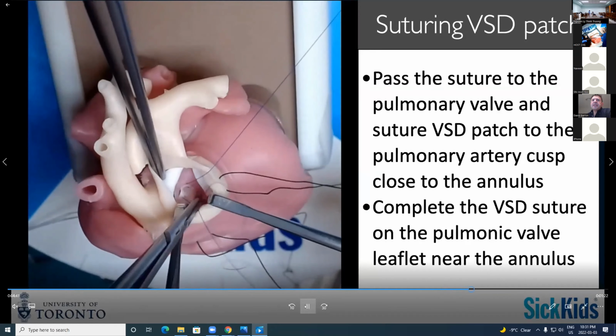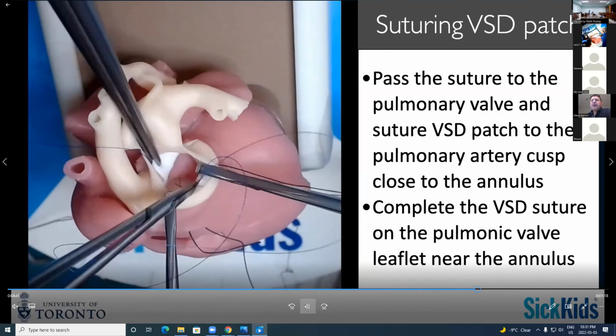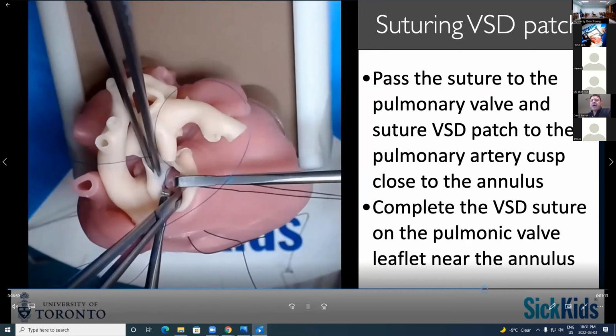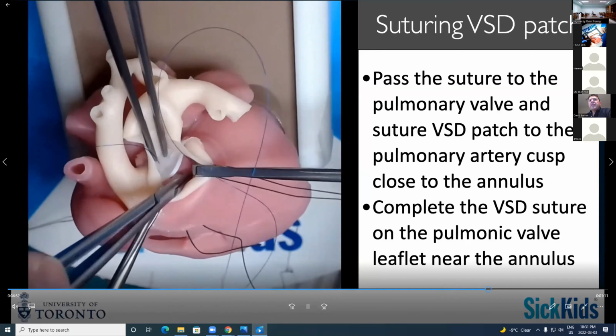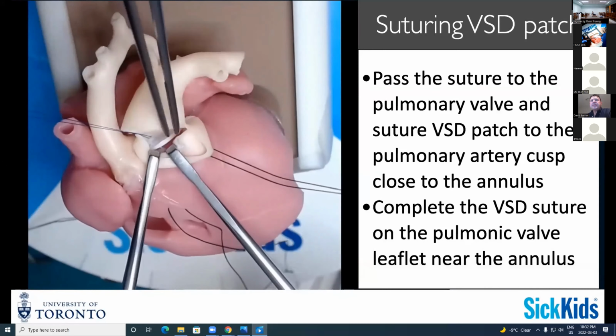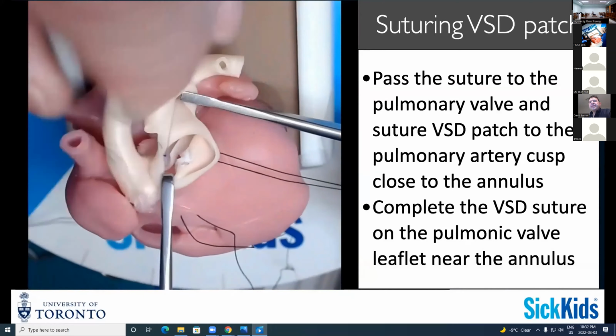So the sutures are actually coming up into the pulmonary artery, into the belly there of the cusp of the valve, back and forward. And they both go up in that way, and that way you've sealed off the top of the VSD and you've left the aortic valve behind the patch. I hope that makes sense.